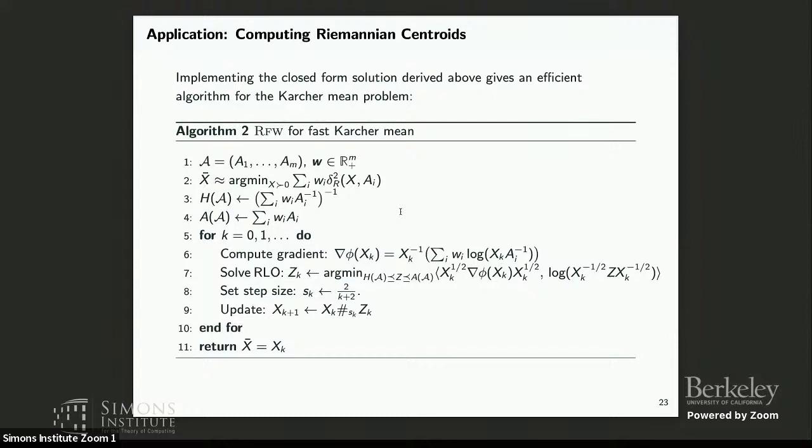And then our algorithm looks as follows. We already said we can easily pre-compute the harmonic and the arithmetic mean. Then in each iteration, we compute the Riemannian gradient. We have this subroutine, the linear oracle, which we solve with the closed form solution that we just saw. And then we construct our geodesic with a step size, which we again set to 1/k.